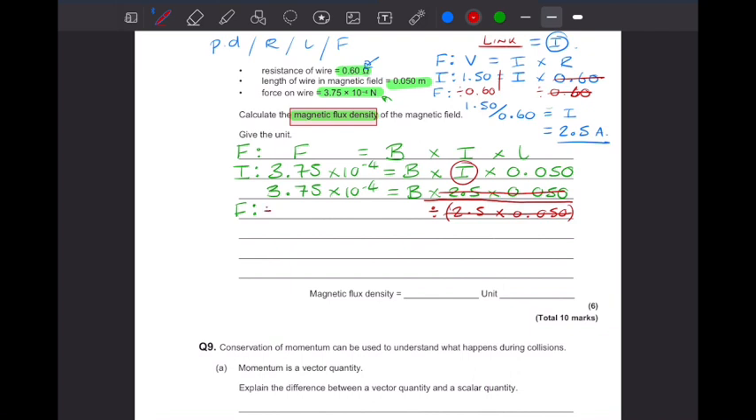But we've got to do the same on this side. So 2.5 times by 0.050. Let's write out our formula as it now stands when it's been fine-tuned. So 3.75 times 10 to the minus 4 divided by, I use the fraction function, 2.5 times by 0.050. That is our formula, and if we do that, it will give us B. So let's see what answer we get.